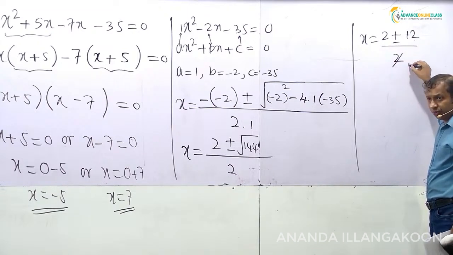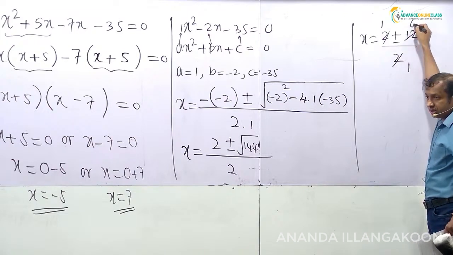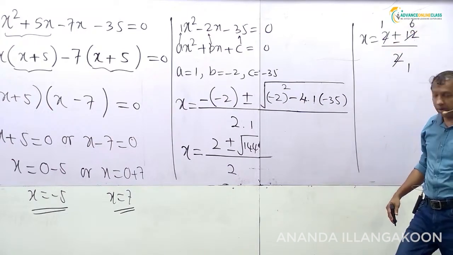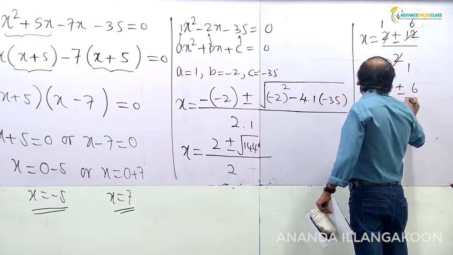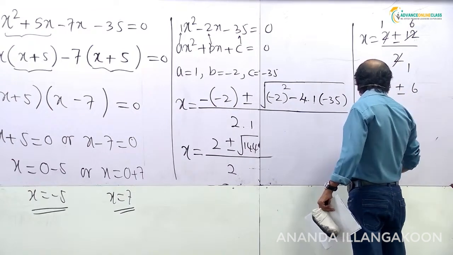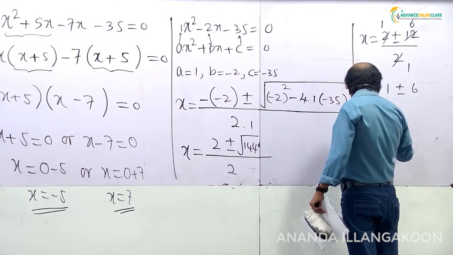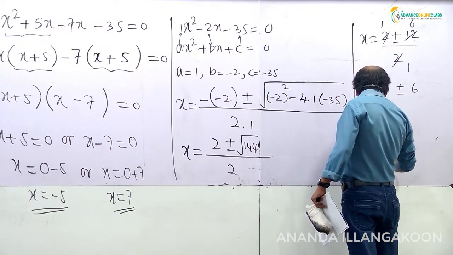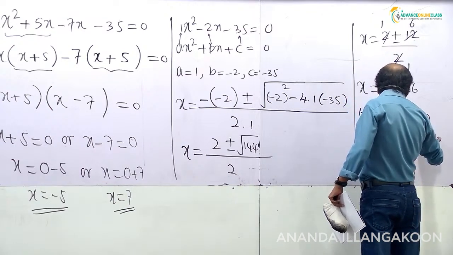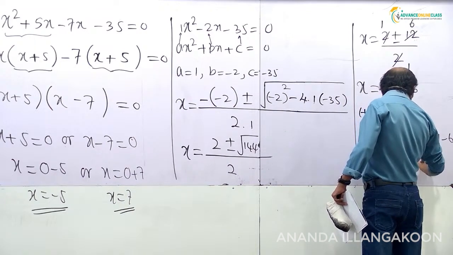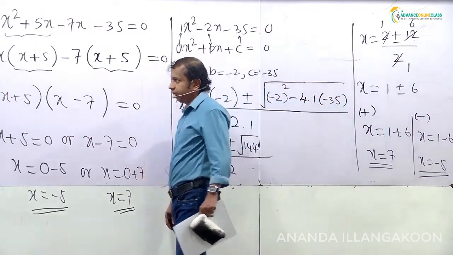2 divided by 2 is 1. 2 divided by 2 is 1. 12 divided by 2 is what? 6. Understand? Then we get the two answers. X equals 1 plus or minus 6. Take the plus sign: 1 plus 6 is 7. Take the minus sign: 1 minus 6, x is minus 5. This way the two answers come in.